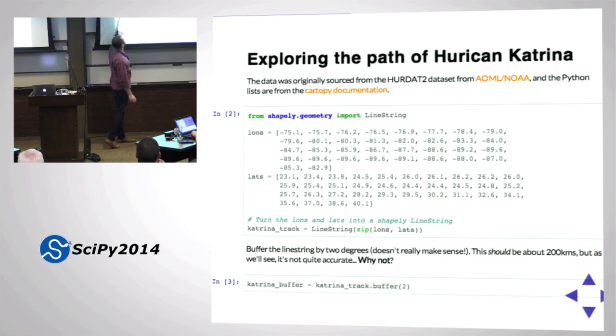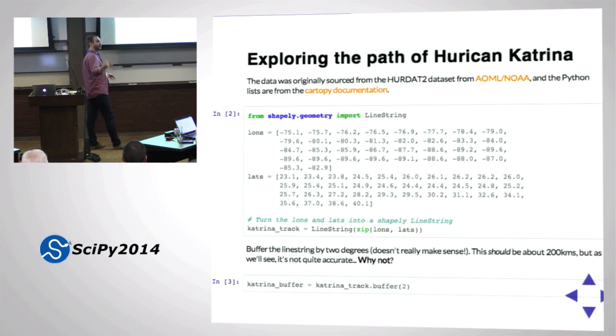And then, so here's the longitudes, here's the latitudes. So I'm going to take those and I'm going to make a shapely line string, okay? And I use this fancy thing called zip. People know about this? Right, it's great. Especially when you're working with coordinates. Because you can switch between tuples and two separate things. And I'll show you an example in a second. So here's the Hurricane Katrina track, and it's a line string, okay?